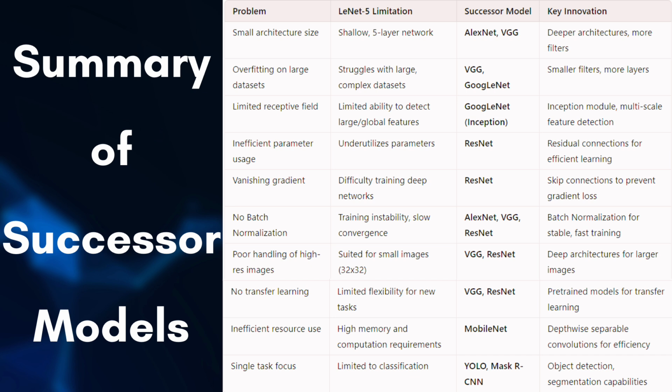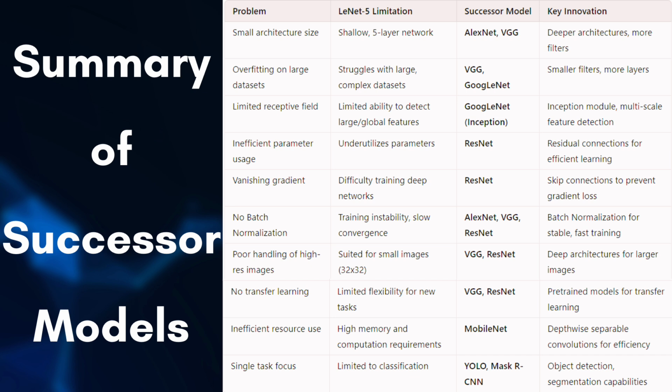Problem 9: Inefficient resource use. LeNet-5 required a lot of memory and computational power. MobileNet addressed this by introducing depth-wise separable convolutions, drastically reducing computation while maintaining accuracy, making it ideal for mobile and embedded devices.